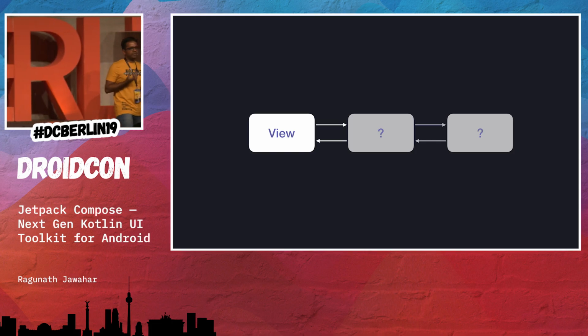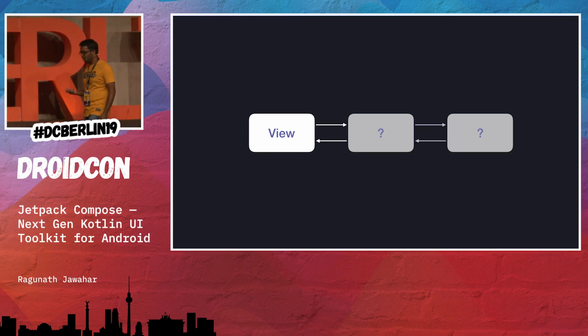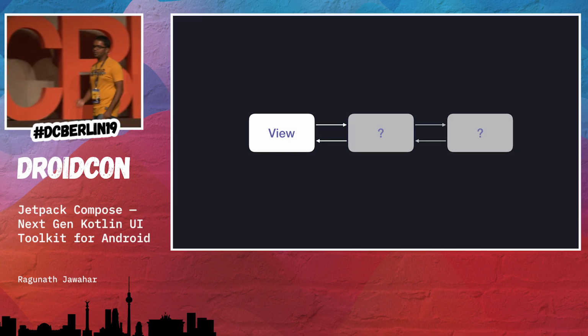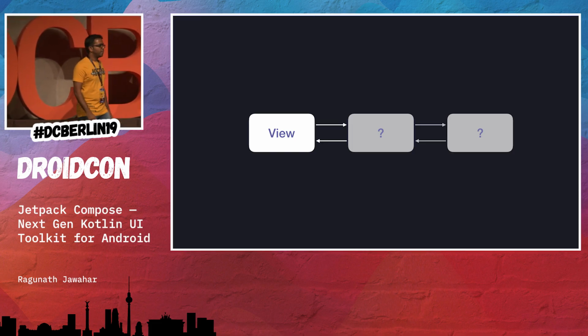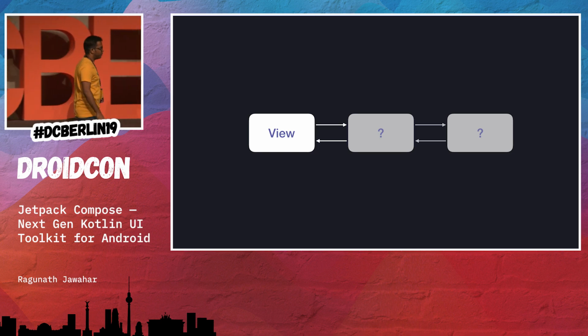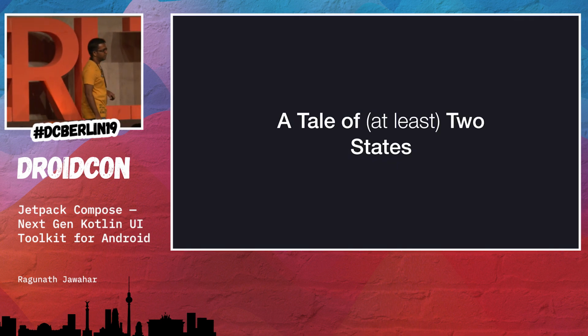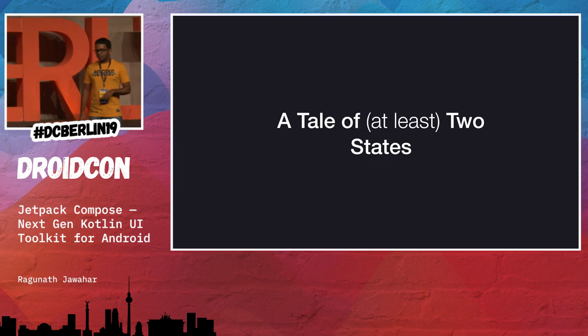And the Android view system works. The toolkit currently works, but it was built with a mental model that was familiar to developers maybe a decade ago, right? And here are a couple of examples that I would like to show you and tell you where this fails, right? So let's talk about state.